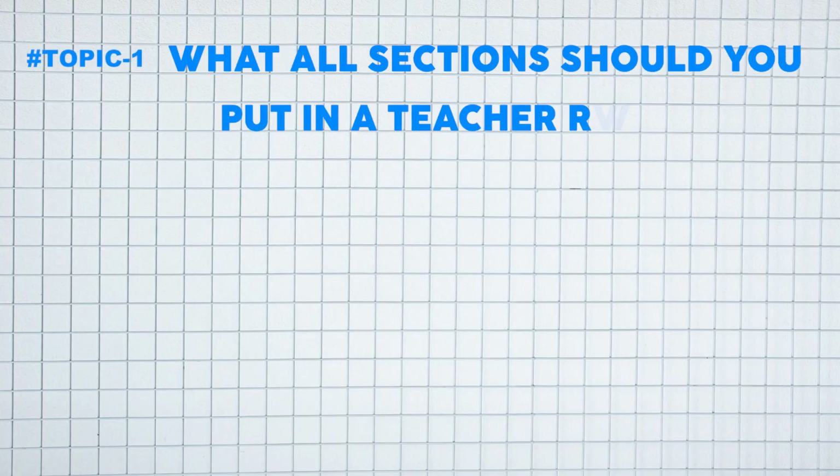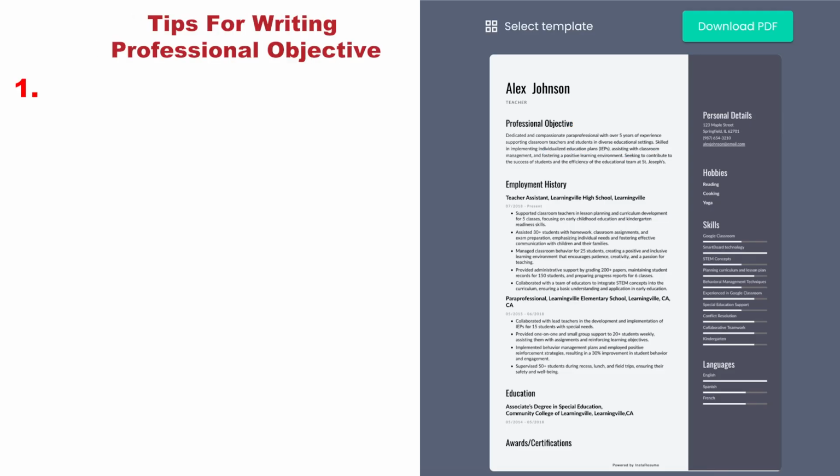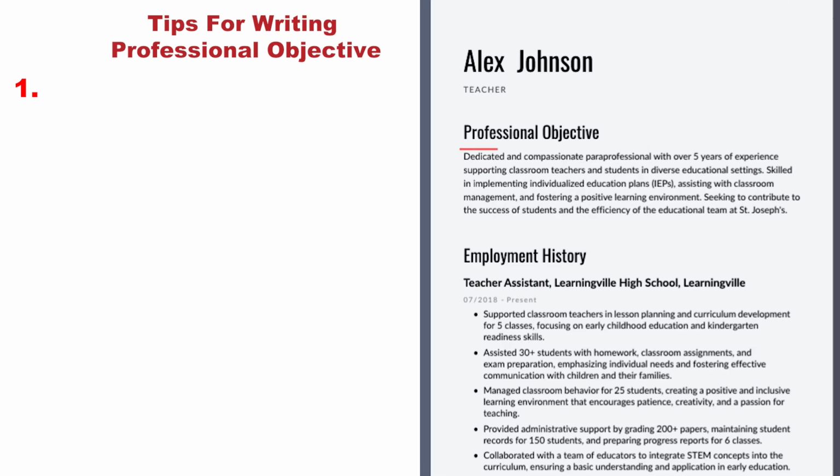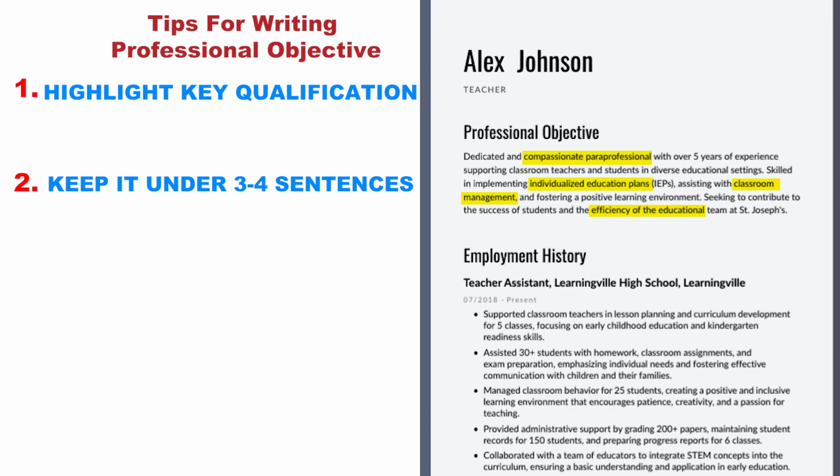Let's get started. The very first topic is what all sections you should put in a teacher resume and how you should format them. To start with, the first section that you need to put in your teacher resume is the professional objective. It's a brief statement at the top of your resume that highlights your key qualifications and what you bring to the table. Keep it concise, around 3 to 4 sentences, and focus on only your teaching experience, educational background, and any special skills or achievements that you really want to highlight.